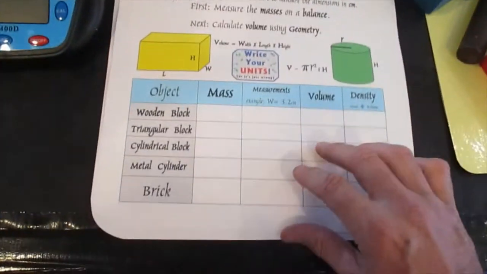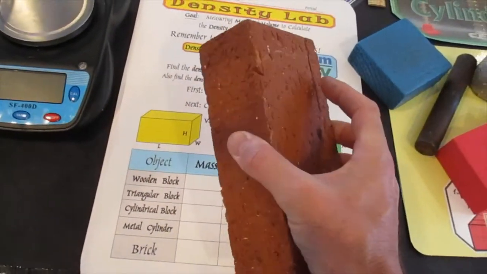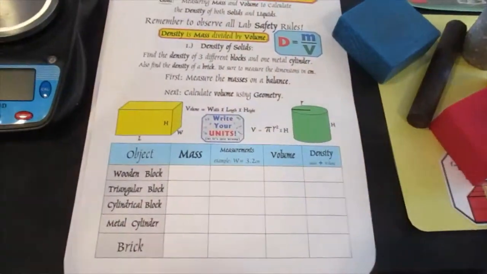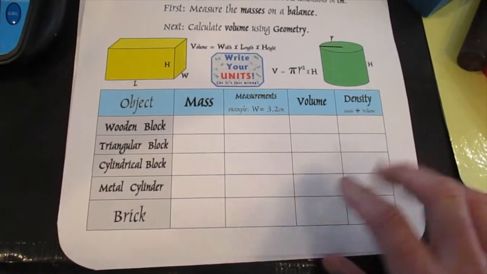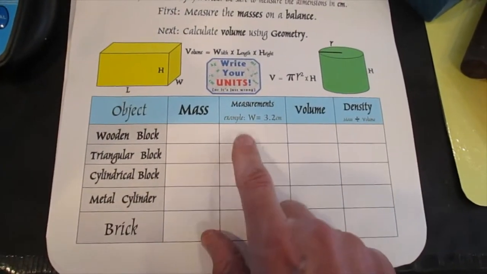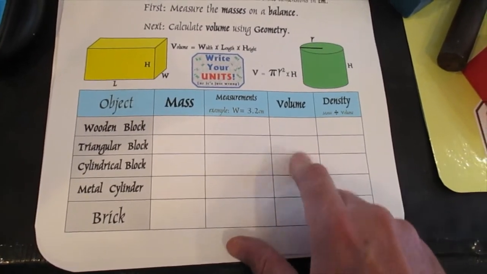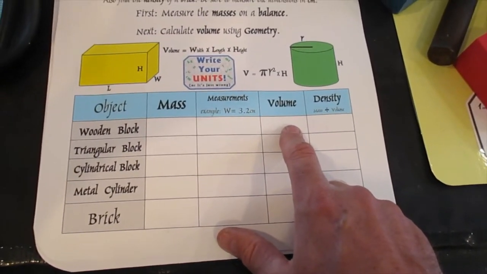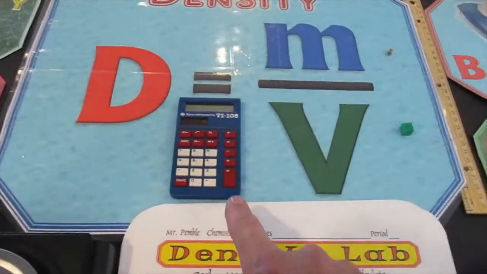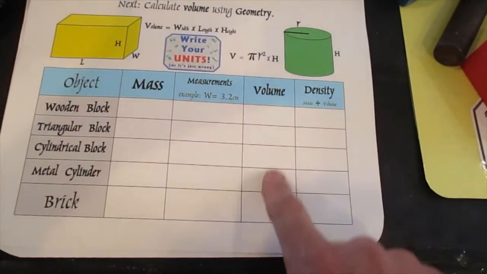And we are going to do a brick. Well, there's your brick, a regular old brick. And we're going to be calculating the density of all of them. Well, we're not going to calculate all of them. We're going to get the masses and the measurements. You're going to have to put them all together to get the volumes. And then you're going to have to calculate the density using your calculator. Mass divided by volume. So whatever you have here, divided by whatever you get here.